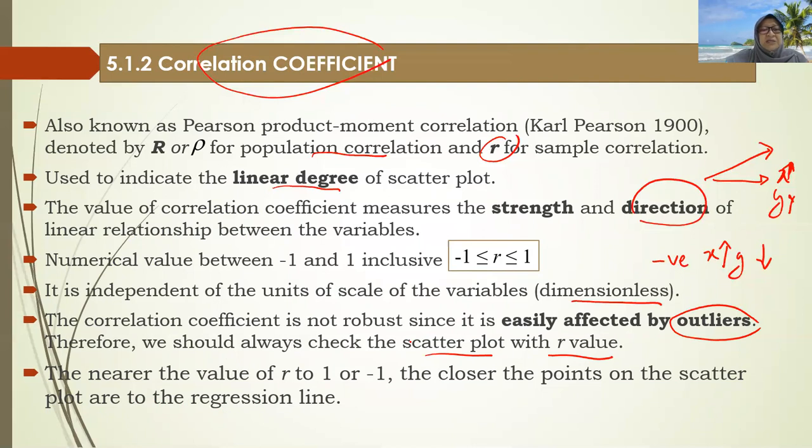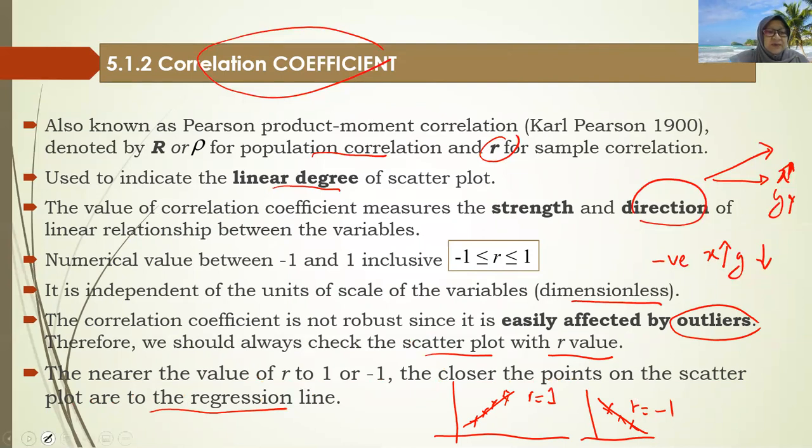The nearer the value of R to 1 or to -1, the closer the points on the scatter plot are to the regression line. So if all the points are on the line, that means R equals 1, or the other way around, if all the points are on the straight line with negative trend, R equals -1. So that is what it means when R is close to 1 or -1.